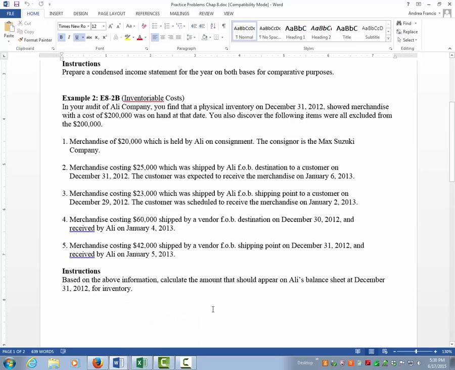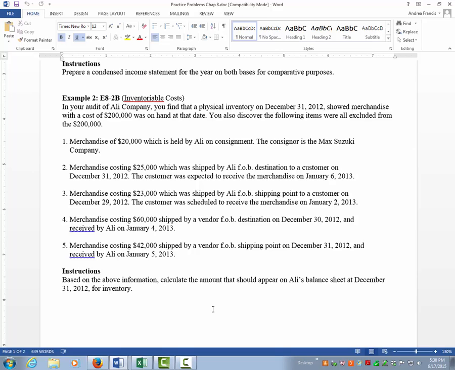So I'm looking at example 2 of the practice problems, and this is on page 12 of your handout. It's based on the textbook example. The instructions say that based on the above information, calculate the amount that should appear on Ali's balance sheet at December 31st, 2012 for inventory.